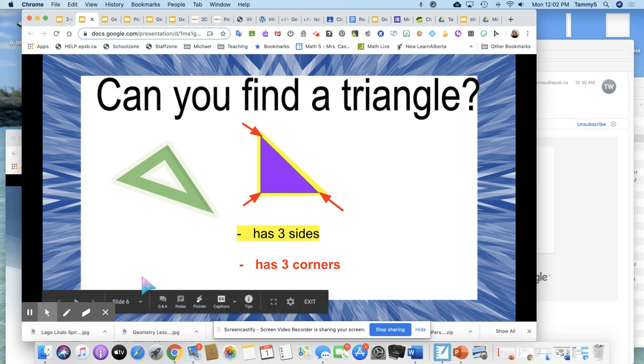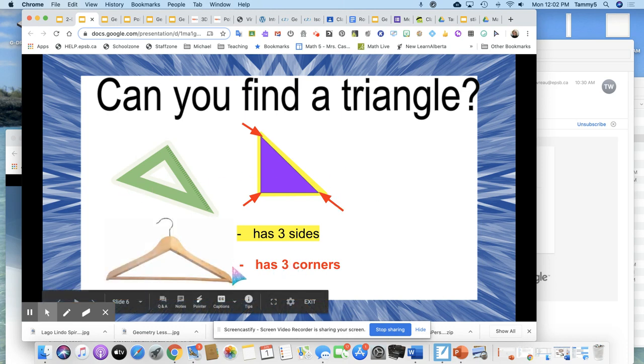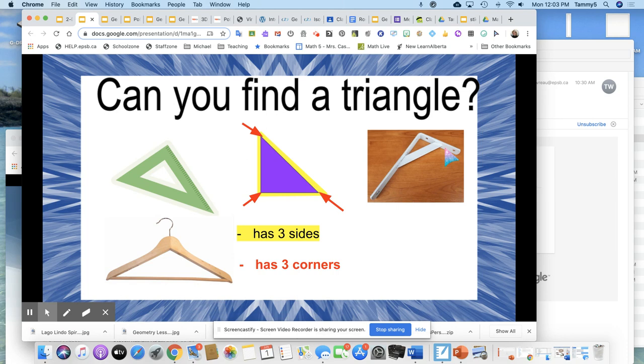Now, you should actually pause your video and try to find an example of a triangle around your house. For me, I found a measuring instrument called a triangle in my son's geometry set. I also found a triangle. My coat hanger is an example of a triangle. So you can see the triangle in the middle. A triangular bracket is another example that I found.